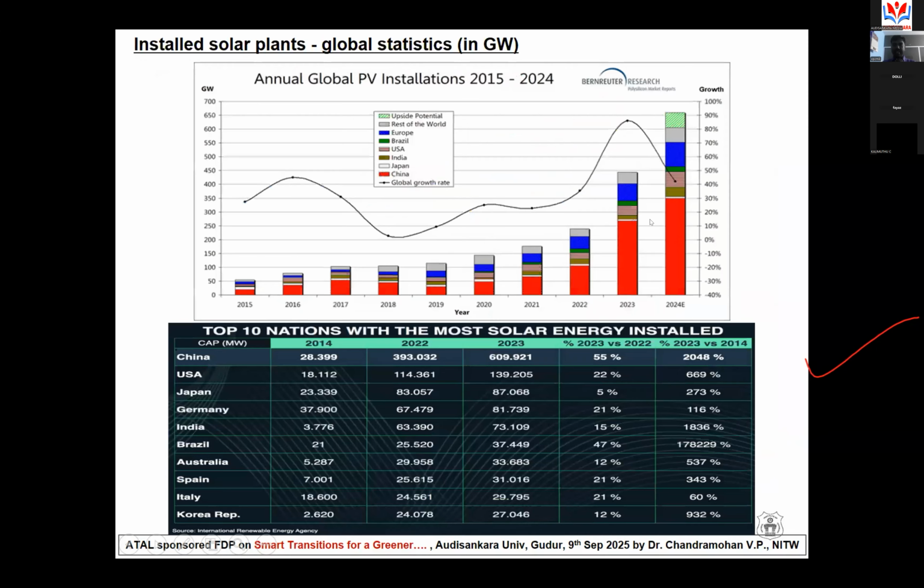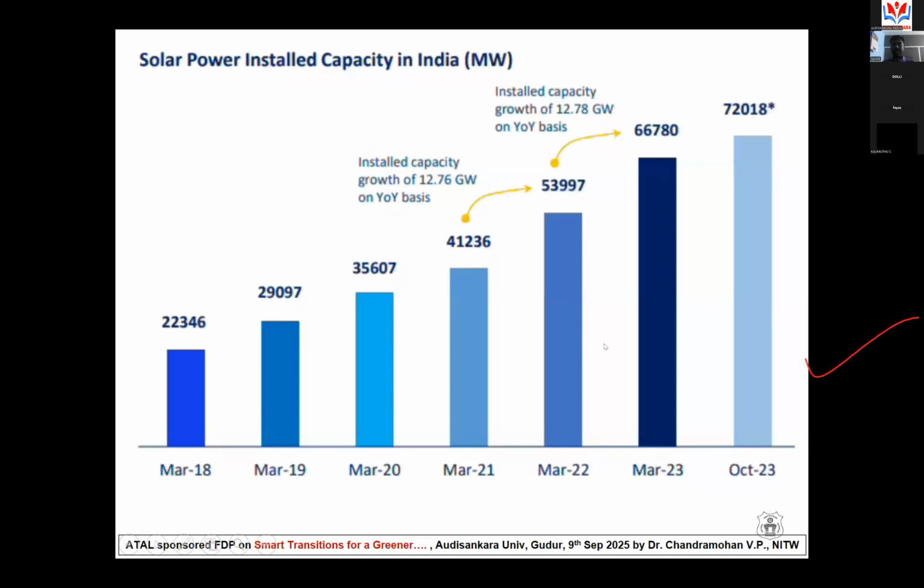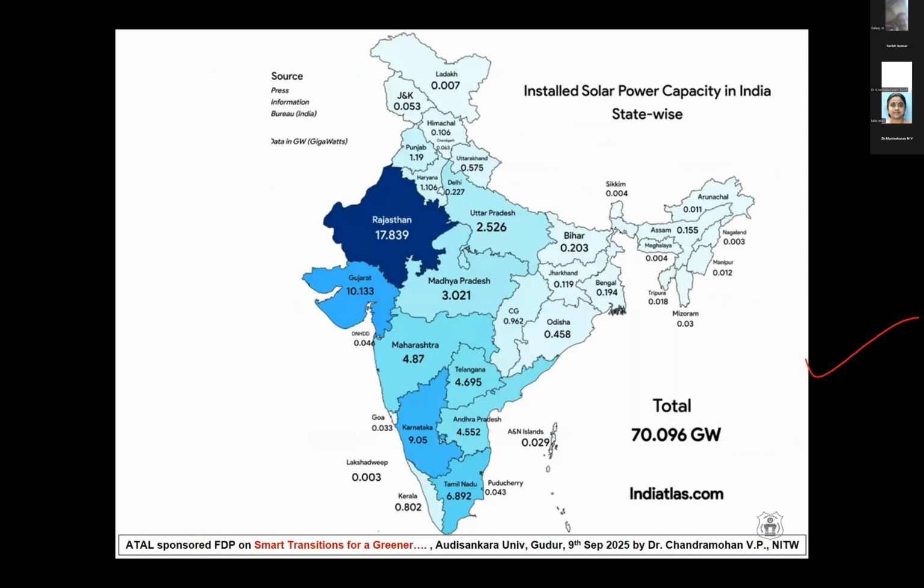This value and the earlier value are almost matching. India is 73 gigawatt; though I have taken the values from different sources, the values are matching, which shows it is approximately correct. They are reporting installed capacity growth of 12.78 gigawatt on a YoY basis, that means year on year. So India is doing fine, but compared to China we are still very far behind.